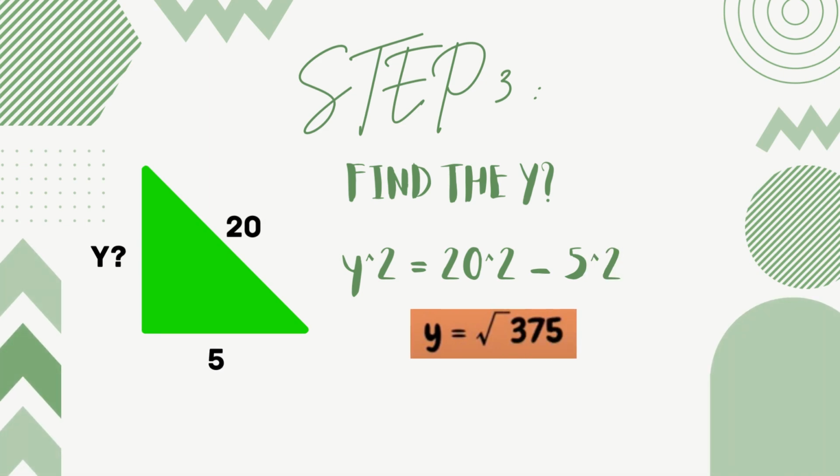Next, since we already know the value of x, which is 5, we can find the value of y. We can use the Pythagoras theorem once again here. In order to find the value of y, first we substitute all of the known values into the Pythagoras theorem formula, and we get y equals square root of 375.